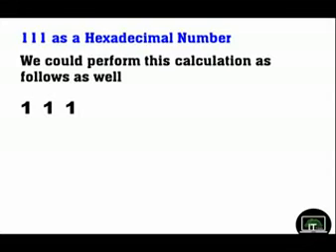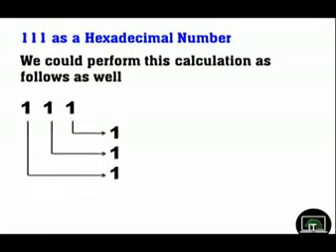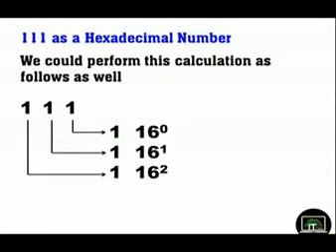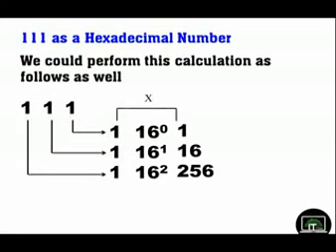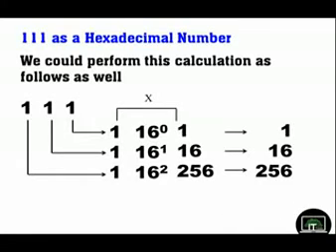Okay, we will do the second way. 16 to the power 0, 16 to the power 1, 16 to the power 2, then 1, 16, 256. Multiply together, that is 1, 16, 256, we get a total of 273. Now you know.